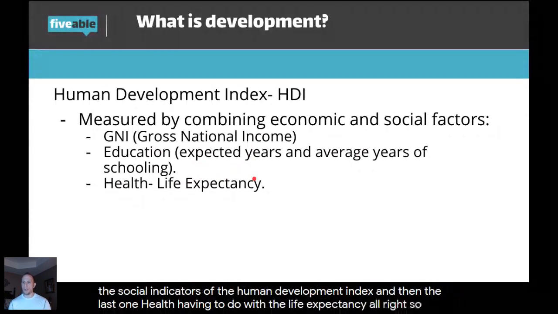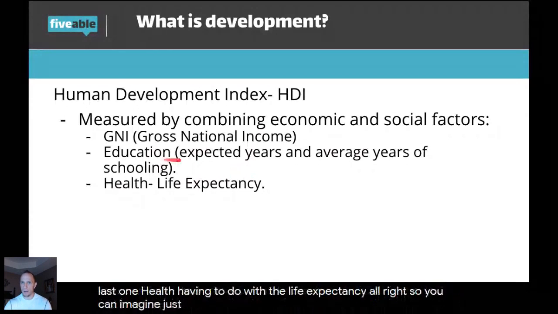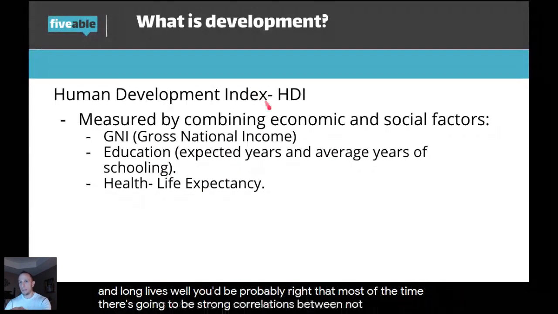All right, so you can imagine, just looking at these different indicators, that there are going to be some connections between those three things. I bet, and you probably already know this, that if the GNI is really high, education levels are going to be really high too. And if GNI and education is really high, surely these people are living healthy and long lives. Well, you'd probably be right that most of the time there's going to be strong correlations between not only these different indicators, but also many others. Here's a graphic that does a pretty good job at showing you what I just said.